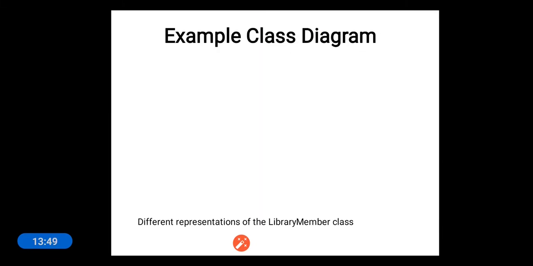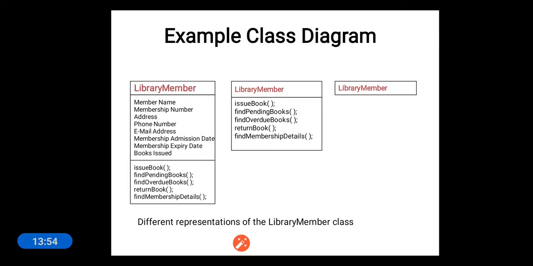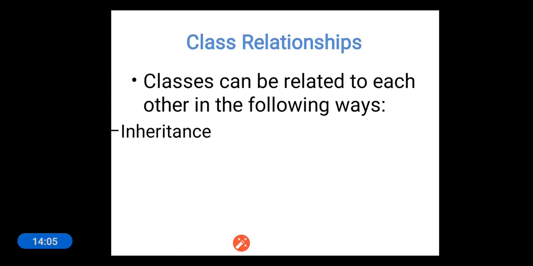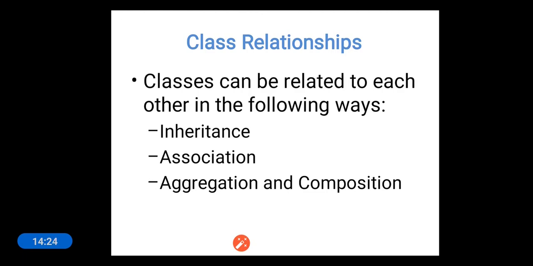So generally we use this third methodology, that is we generally represent class diagrams by using the class name, attributes and methods. Now let us discuss the class relationships. There will be some relationship between the identified classes in any project or in any software system. The first one is inheritance, next is association, next is aggregation and composition, and the last one is dependency.